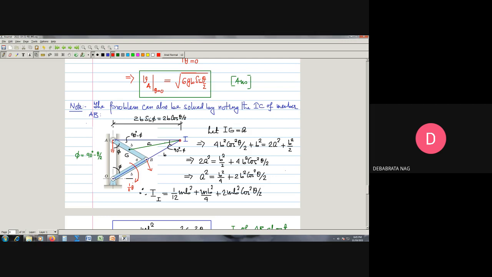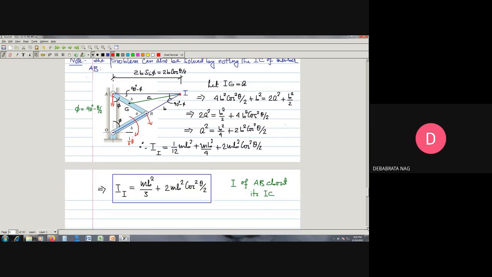Now we need the parallel axis theorem, we need to shift. That means we need to add to it M A square, where A square is being given by this. So if you simplify this equation, we find that at any arbitrary configuration, I of this member about the point I is being given by this equation. Now we are actually looking for the case when theta is equal to 0.